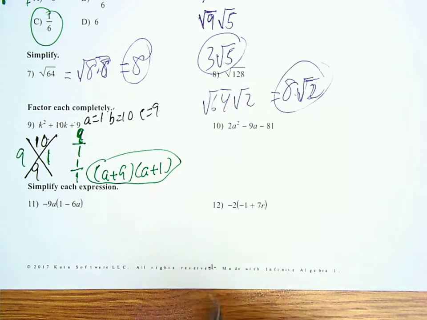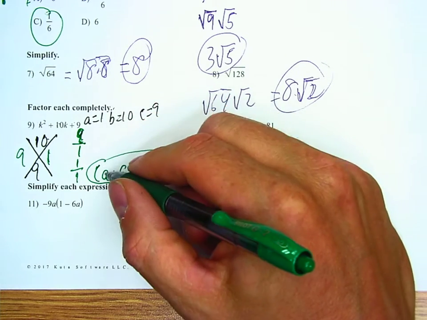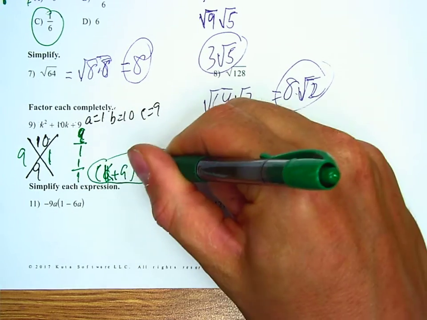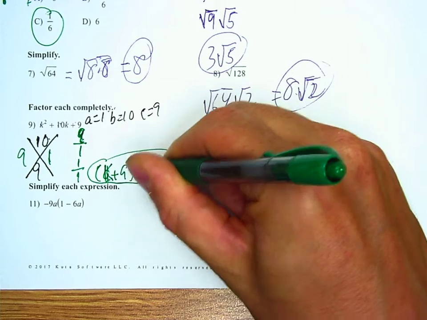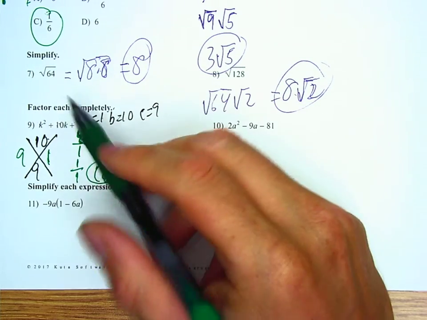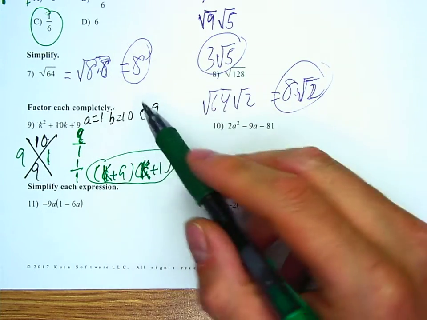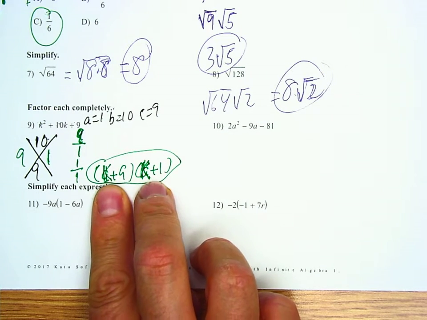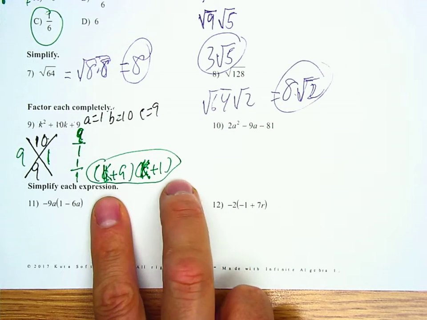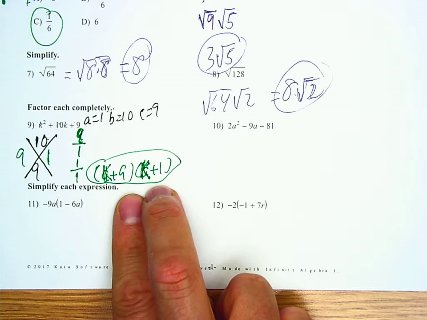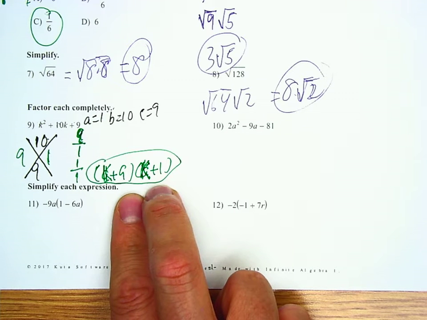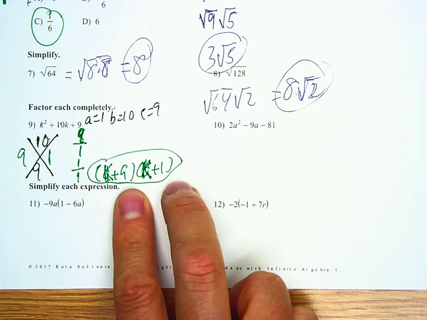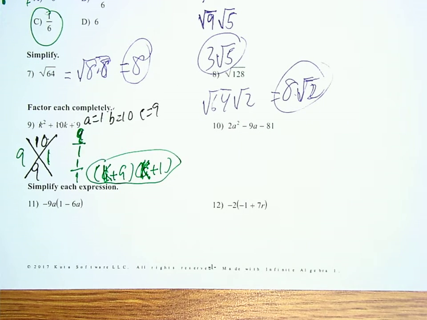You can check your work very easily. And I used A here. I should have used K, sorry. K is my variable. K plus 9, K plus 1. I won't take off for the variable, though. If you want to change it all to x's, that's fine with me. I can check my work very easily by doing distribution. K times K is K squared. K times 1 is K plus 9 times K, which is 9K. 10K total. 1K plus 9K. And 9 times 1 is 9.